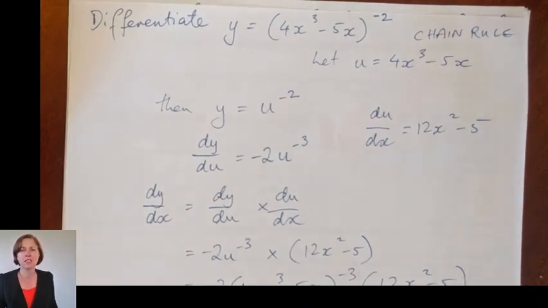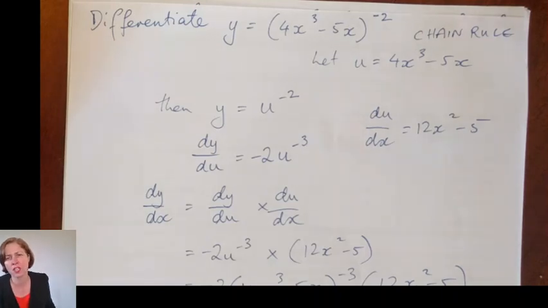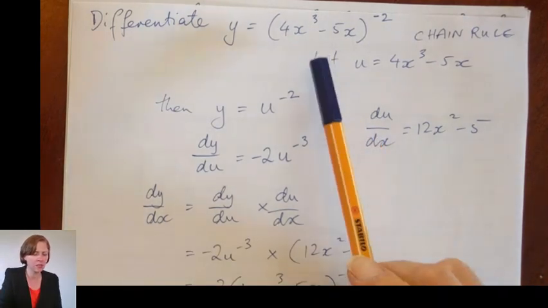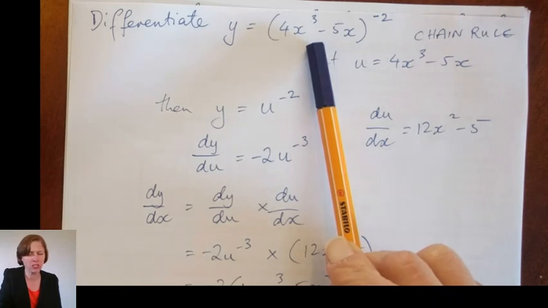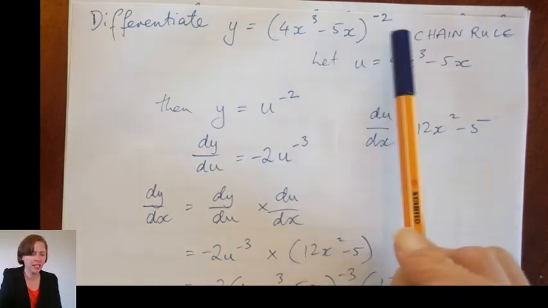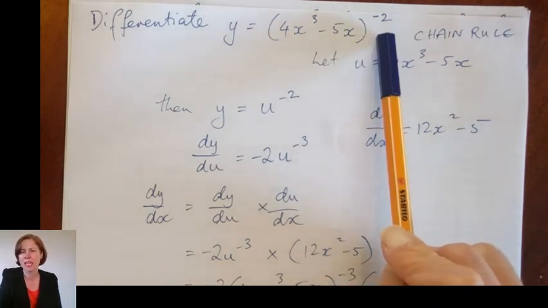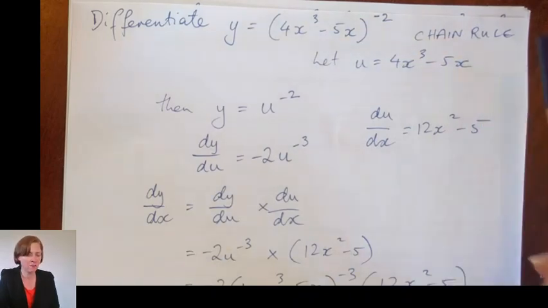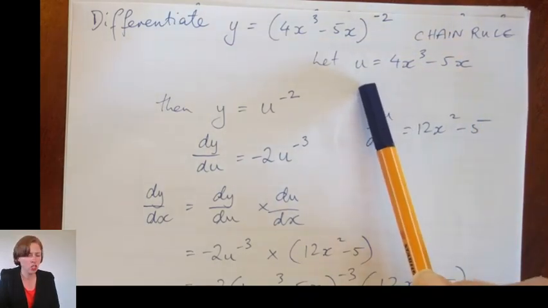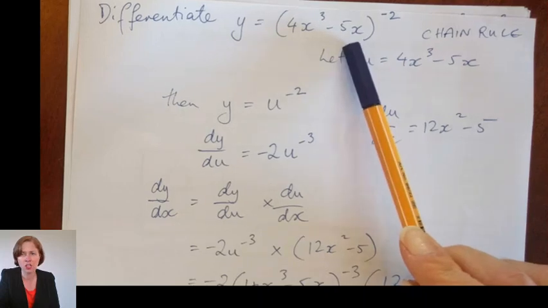So my example is: differentiate y equals open bracket 4x cubed minus 5x close bracket to the power of -2. I'm going to use the chain rule because this is a composite function. Inside the brackets, I have a cubic function, 4x cubed minus 5x, and then the brackets are raised to the power of -2, making it a composite function. So my first step is to recognize that I need the chain rule. My second step is to define u, so that's what I've done here. u is always the inside function, so it's 4x cubed minus 5x.